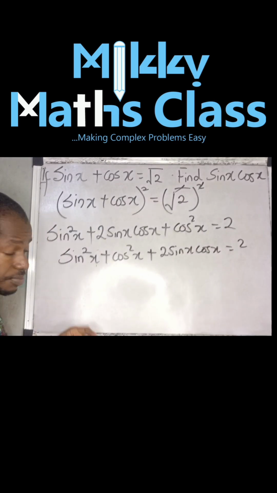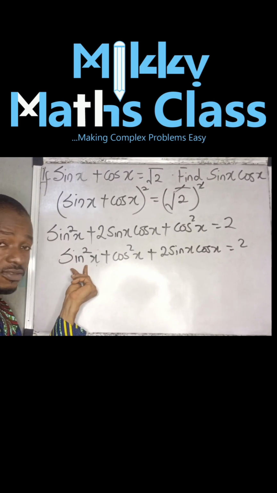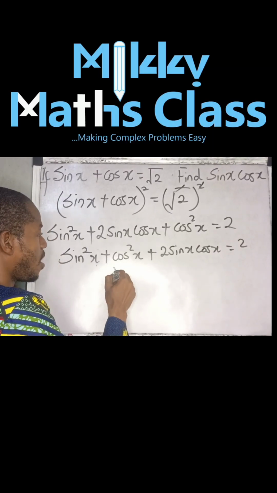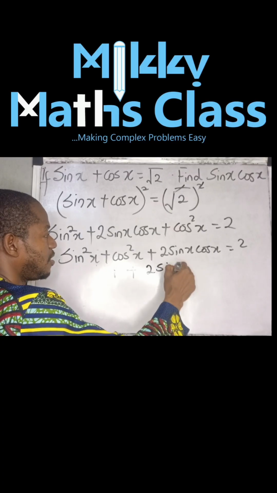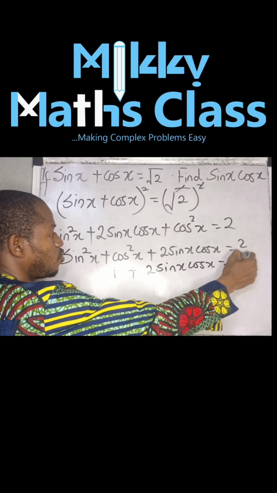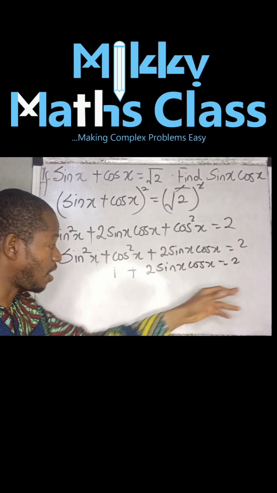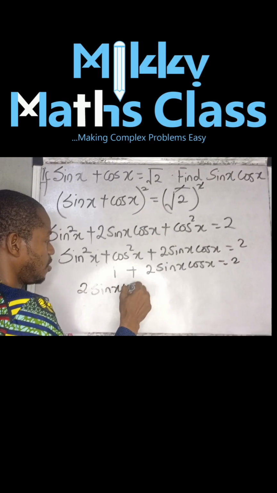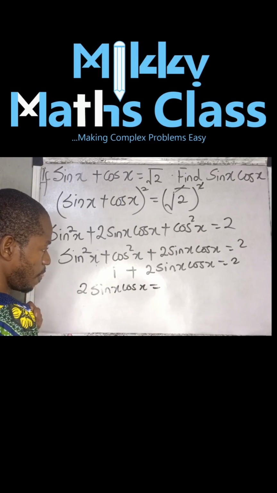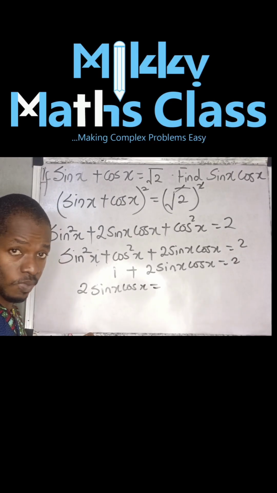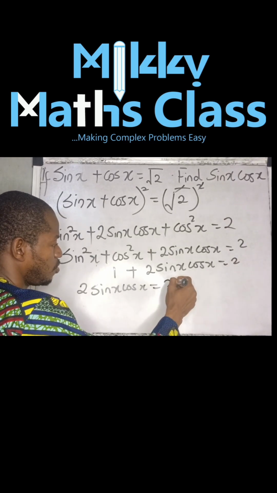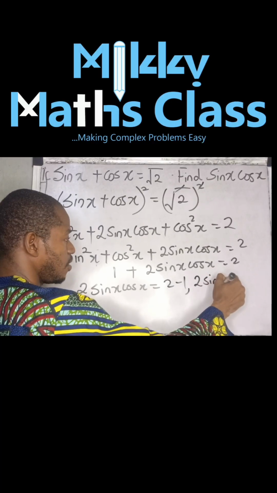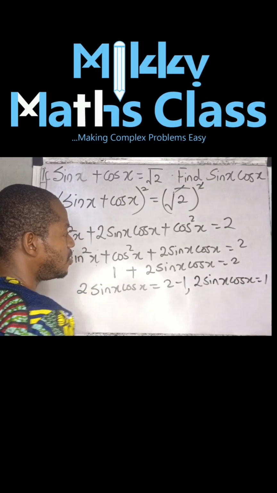Now remember from your identity, sine square theta plus cos square theta is equal to 1. So this becomes 1 plus 2 sine x cos x equals 2. Now take this 1 to the other side. So this becomes 2 sine x cos x is equal to 2 minus 1, which is 1. So 2 sine x cos x is equal to 1.